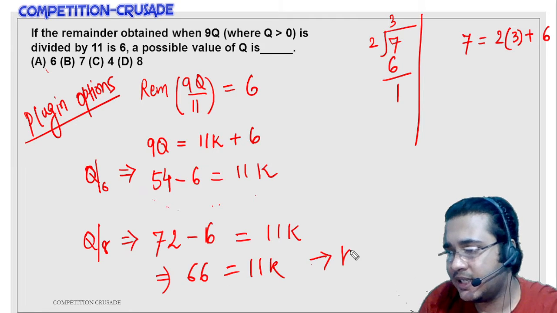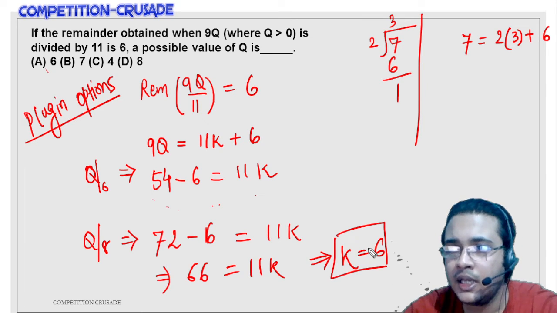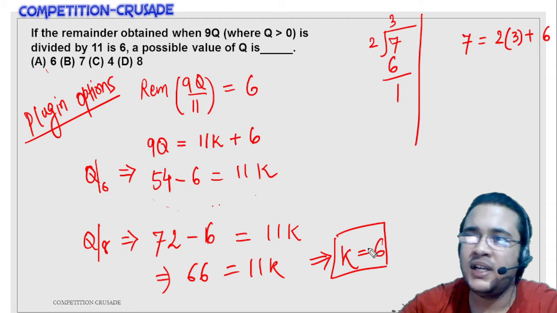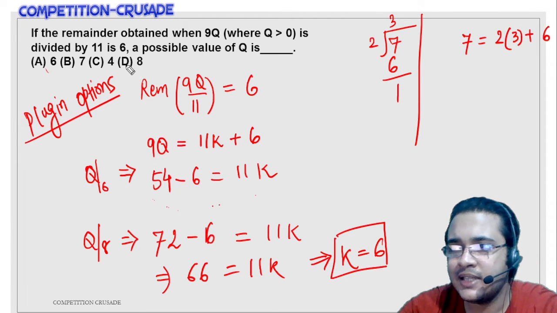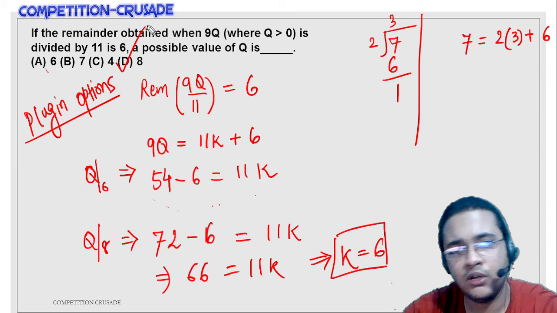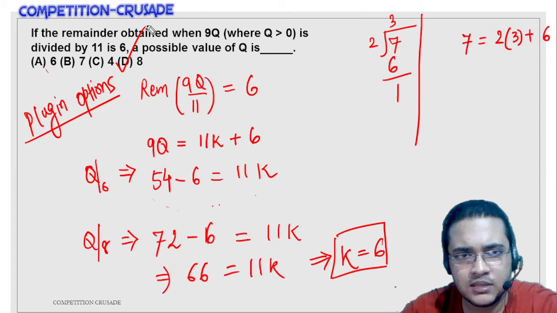This implies that k is equal to 6. Now k is equal to 6 means that 11 is completely dividing this. I would encourage you to substitute the values for q as 7 and 4, but eventually you will realize that q is equal to 8 is the only value that satisfies this equation. So this is one of the methods of solving this type of question.